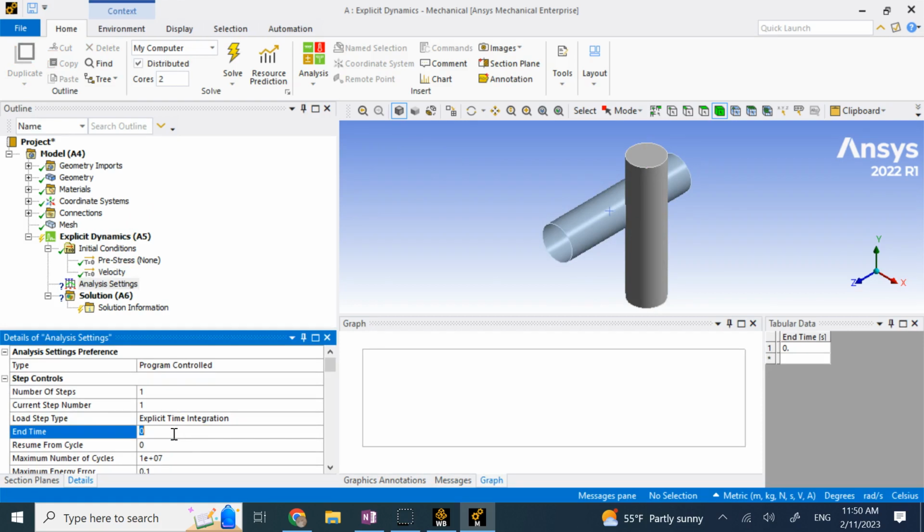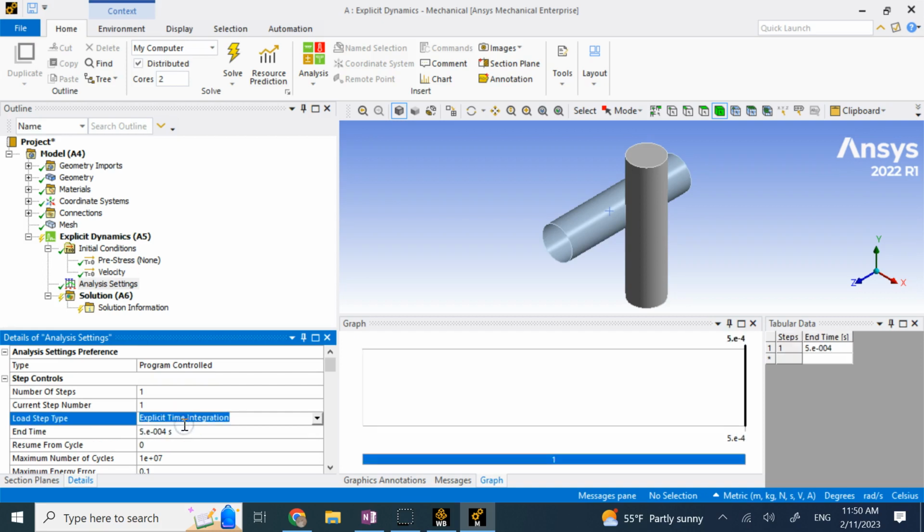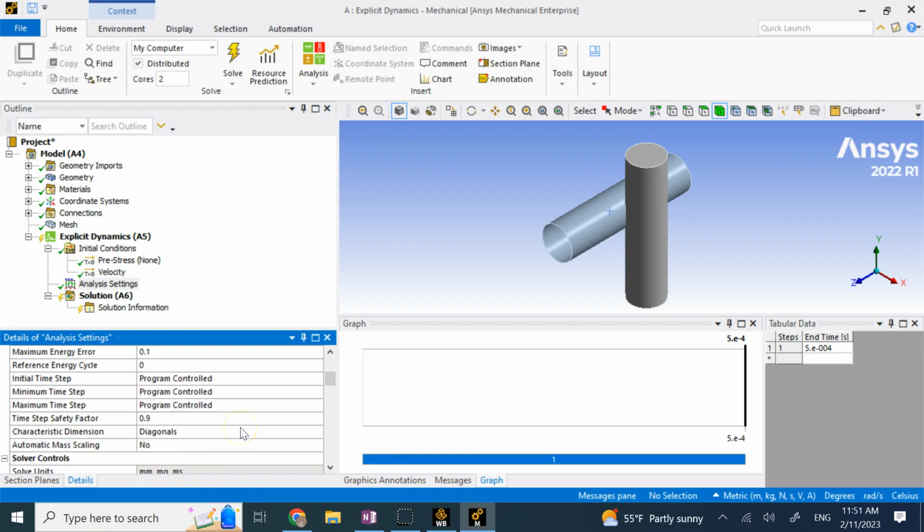Okay, and then under analysis solution here, it is asking for an end time. In impacts, probably the duration of impact is very small. You don't need a large computation time because everything happens, as I said, in matters of nano and microseconds. So here I just use half a millisecond. And you see here the maximum number of cycles is basically 10 to the 7. So it can go 10 million cycles of update, right?